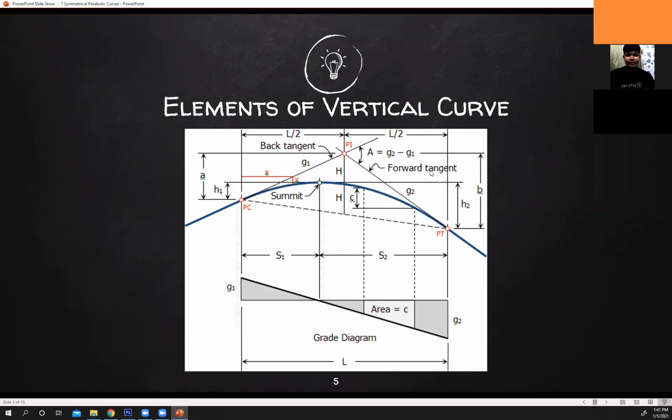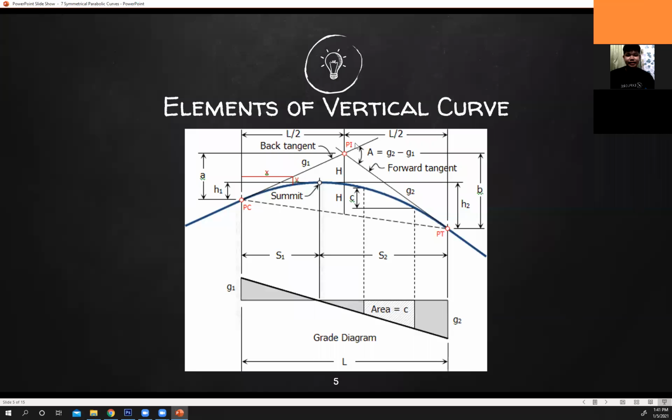Now, we have other variables as you can see here. Let's start from the left, moving to the right. So L over 2, L over 2. Here, L is just the length of your curve. As you can see, it's measured along a horizontal line, so it's not measured along the curve itself. Next, from PC to PI and from PI to PT, the horizontal distances are both L over 2. This is one of the reasons why it's called a symmetrical curve, because it's L over 2, L over 2, horizontal distance from PC to PI and PI to PT.